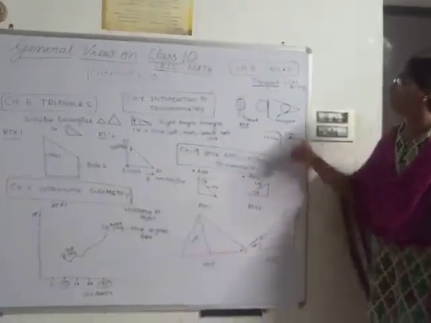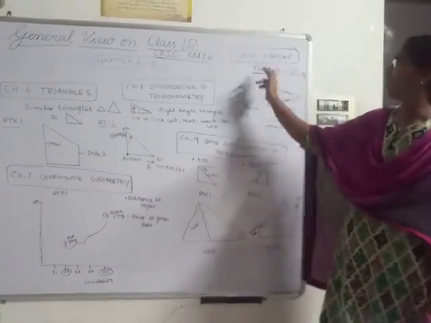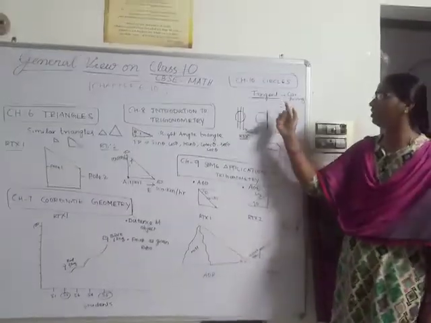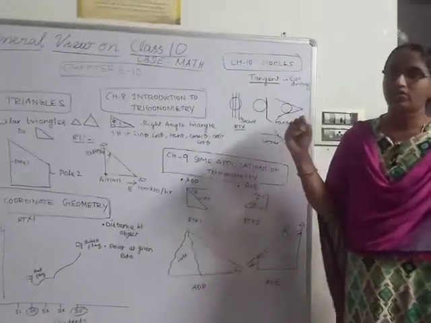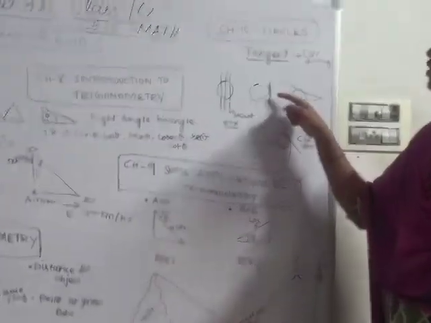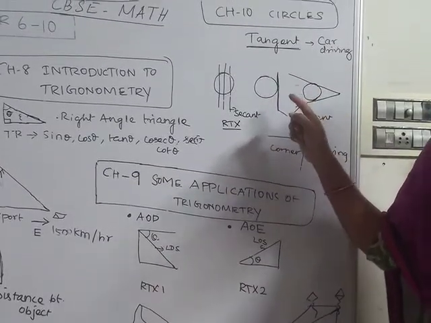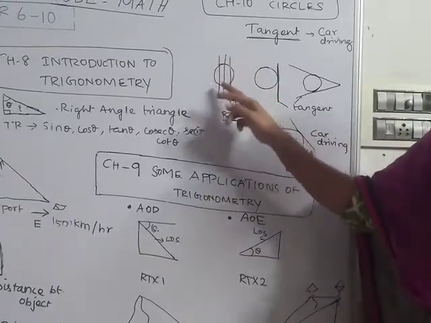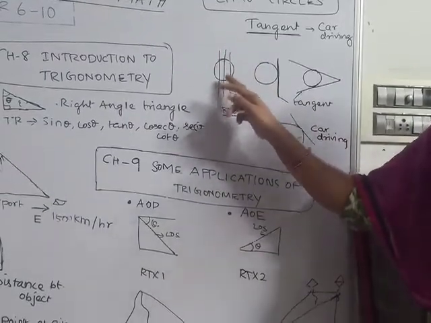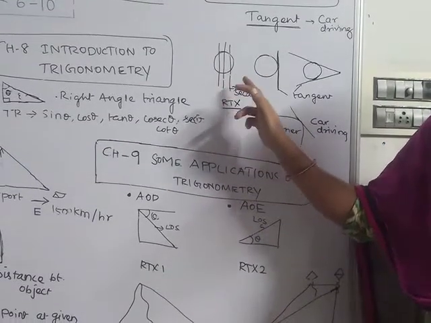Your last chapter is circle. So your 10th chapter is circle. Here you are going to study the concept of tangent. Tangent means actually a line which touches the circle at one point, that line is called a tangent. Here also you have lines, but these lines touch the circle at 2 points. So this is not a tangent, this is called a secant.